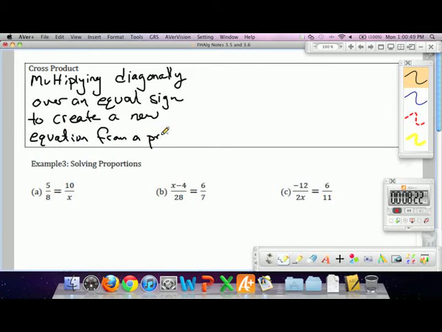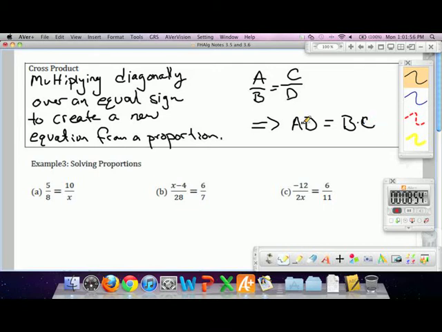Cross multiplying looks like this. If you have a proportion, that means you have something that looks like A over B is equal to C over D. That's our proportion. To cross multiply, we multiply on a diagonal over an equal sign. So this is the same as A times D, that's equal to B times C. So like on example A, solving this proportion by cross multiplying. We have a proportion, we have two fractions that are equal to each other.